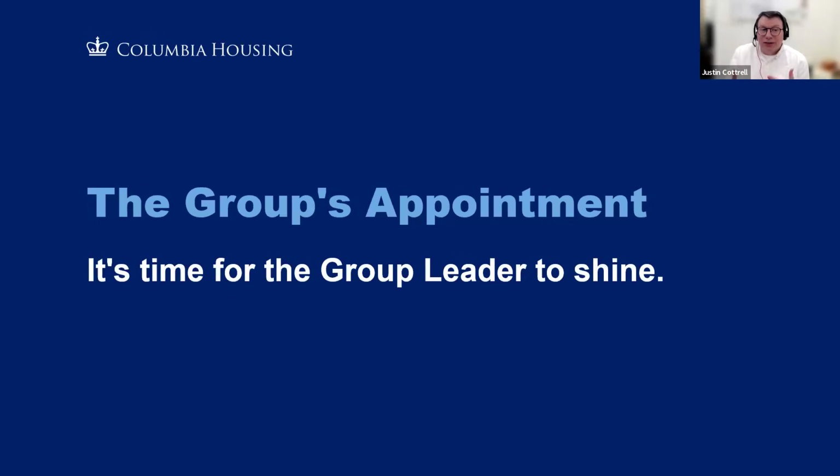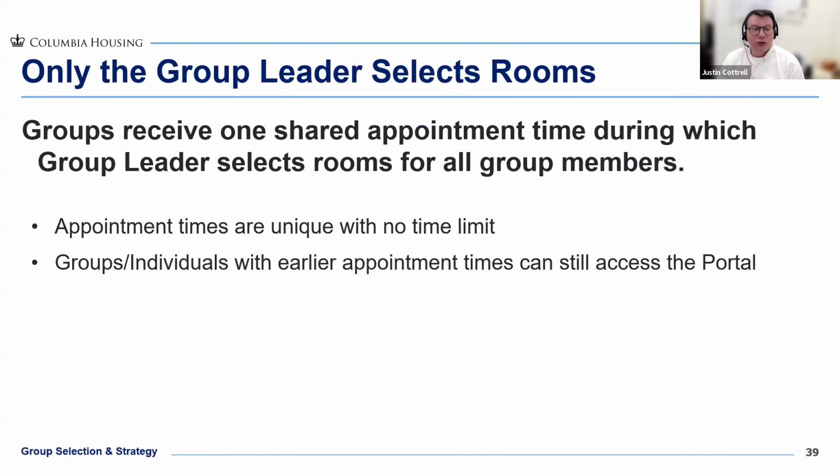Now, let's talk about the final step of this process, which is your actual appointment time. Just to remind you, only the group leader can select a room. They are the only member that can log into the portal and enter the room selection process. They will also be the one to assign each member of the group to a room. This is why we stressed how important it is to choose a reliable person as your group leader, as well as a great communicator. Appointment times are unique, meaning only one appointment time is assigned to each individual or each group. Basically, one lottery number equals one appointment time.